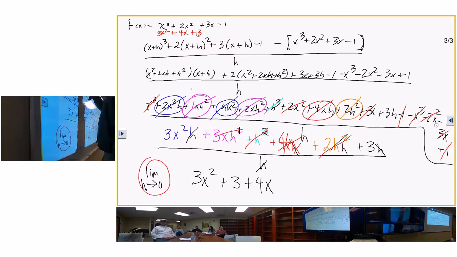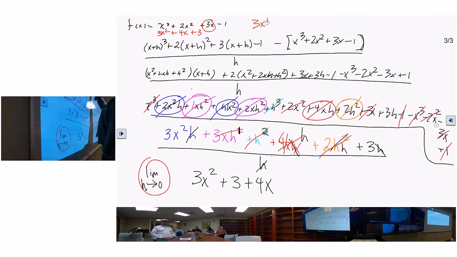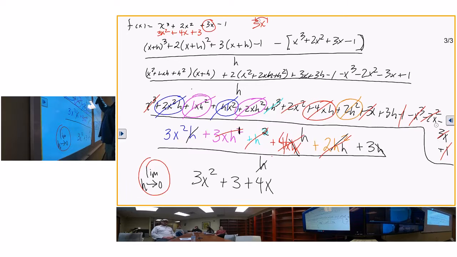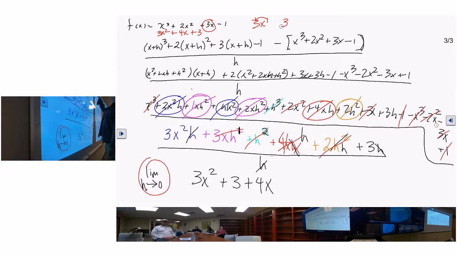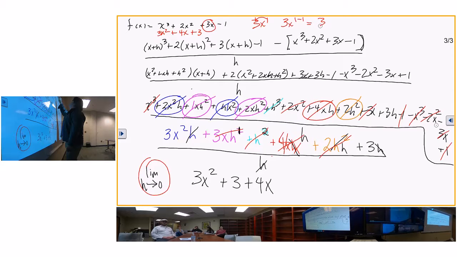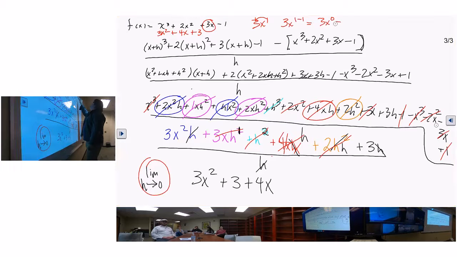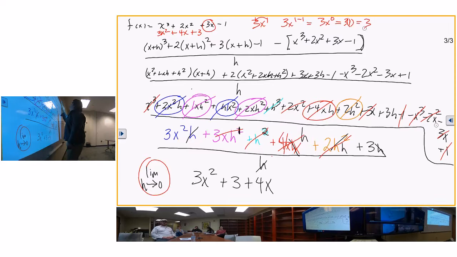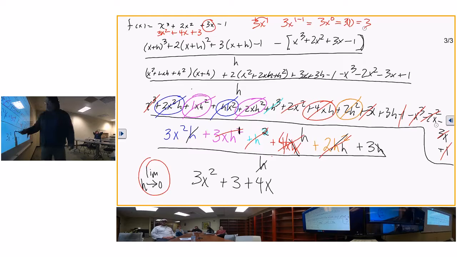A lot of people say, well, how do you do that one, Hubert? Well, this is 3x to the 1. 1 times 3 is what? 3. What's 1 minus 1? 0. What's x to the 0? 1. 3 times 1 is 3. So that is your answer.